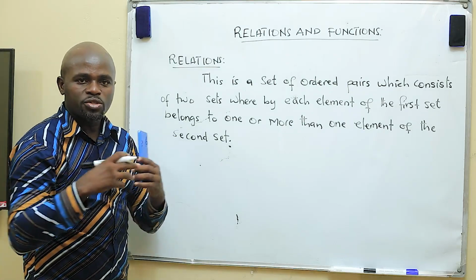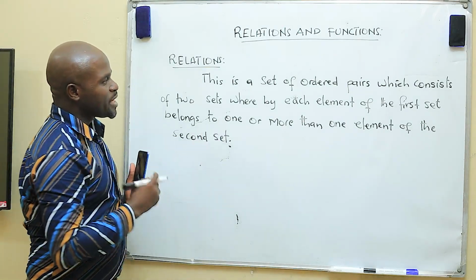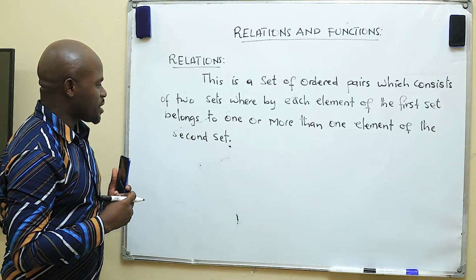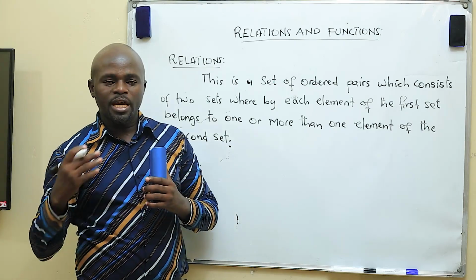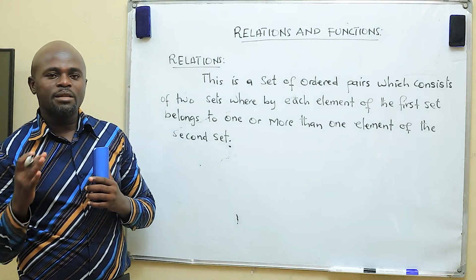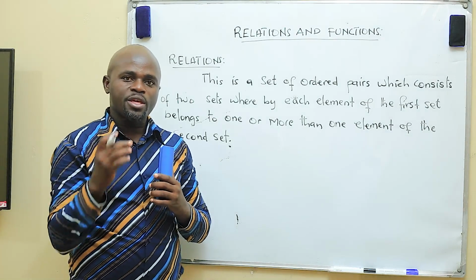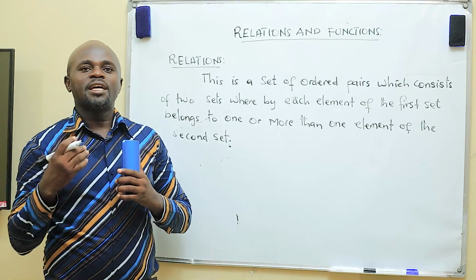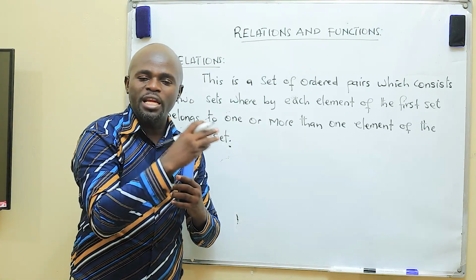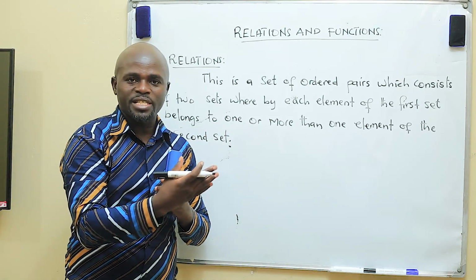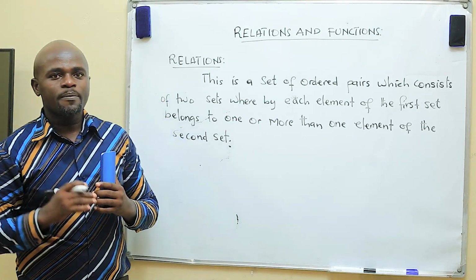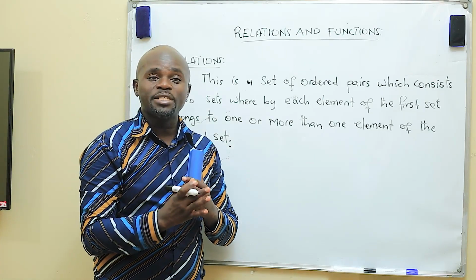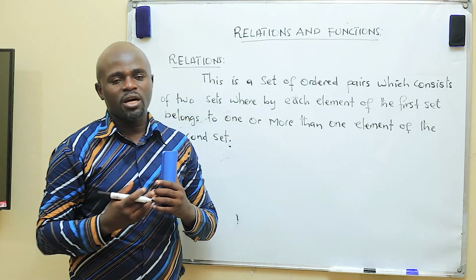So this is a set of ordered pairs which consists of two sets, whereby each element of the first set belongs to one or more elements of the second set. It means one element of the first set can relate with one element of the second set, or with two elements, or three elements of the second set. So simply, one element of the first set can relate with more than one element of the second set, and vice versa is true.